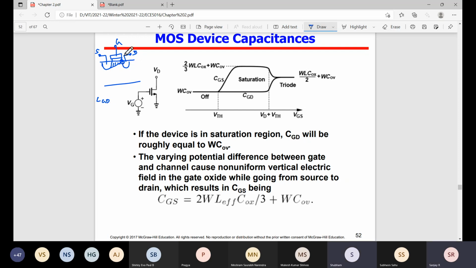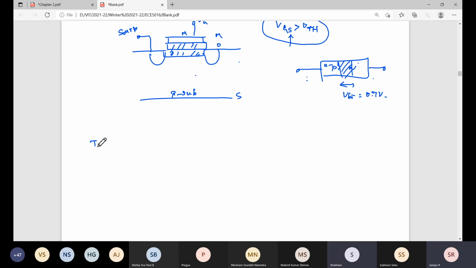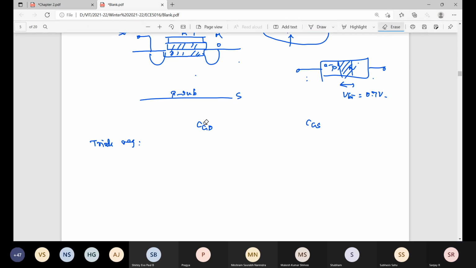CGD. Previously it was non-zero. Let me write in the triode region. CGD in the triode region, what is the formula? Half of WLCox plus overlap capacitance, so W into Cov. What about CGS? Half into WLCox, same formula, plus W into Cov.